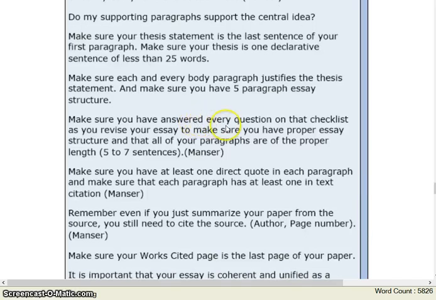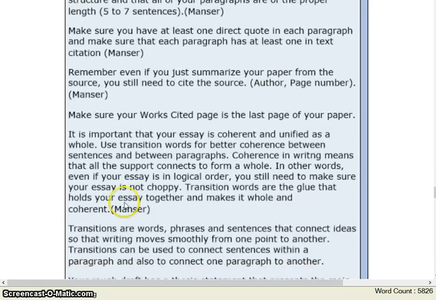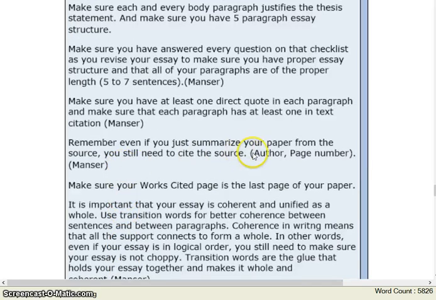Make sure you have answered every question on this checklist as you revise your essay to make sure you have proper essay structure and that all of your paragraphs are of the proper length, 5 to 7 sentences. Make sure you have one direct quote in each paragraph, and make sure each paragraph has at least one in-text citation. Remember, even if you just summarize your paper from the source, you still need to cite the source.